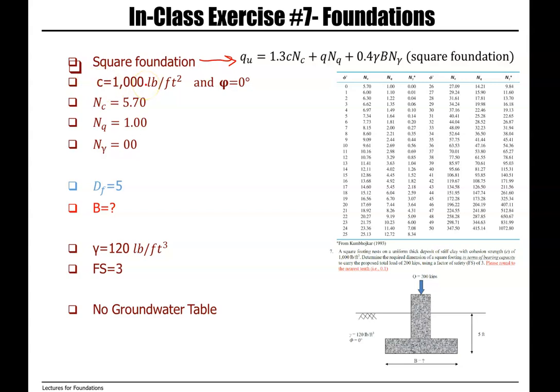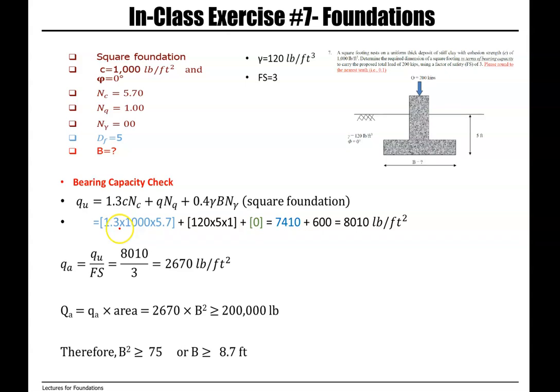Cohesion is 1,000 pounds. Friction angle is 0. So we have these NC, NQ, and N gamma. These are from the table. Depth of foundation is 5 feet. Width is unknown. That's what we want to calculate. Moist unit weight is 120 pounds per cubic feet, and factor of safety is 3.